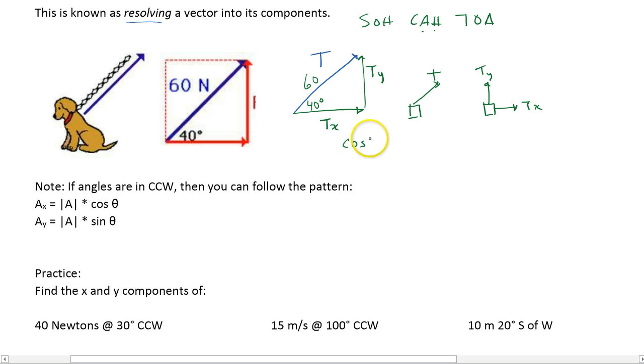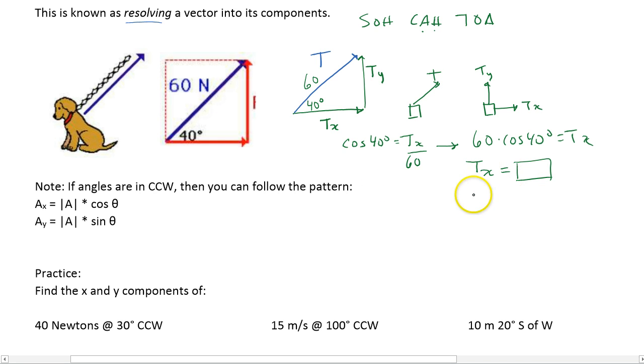So I'll say the cos of 40 degrees is equal to the adjacent side, tx, over the hypotenuse, which is 60. Now, if I want to get tx by itself, I would multiply both sides by 60. So I would say that, maybe we'll just draw an arrow here showing that I'm going to rearrange things. 60 times the cos of 40 degrees is equal to tx. So in other words, tx is 60 times the cos of 40 degrees. Oh, you know what, I don't know offhand. So that's some number, okay?